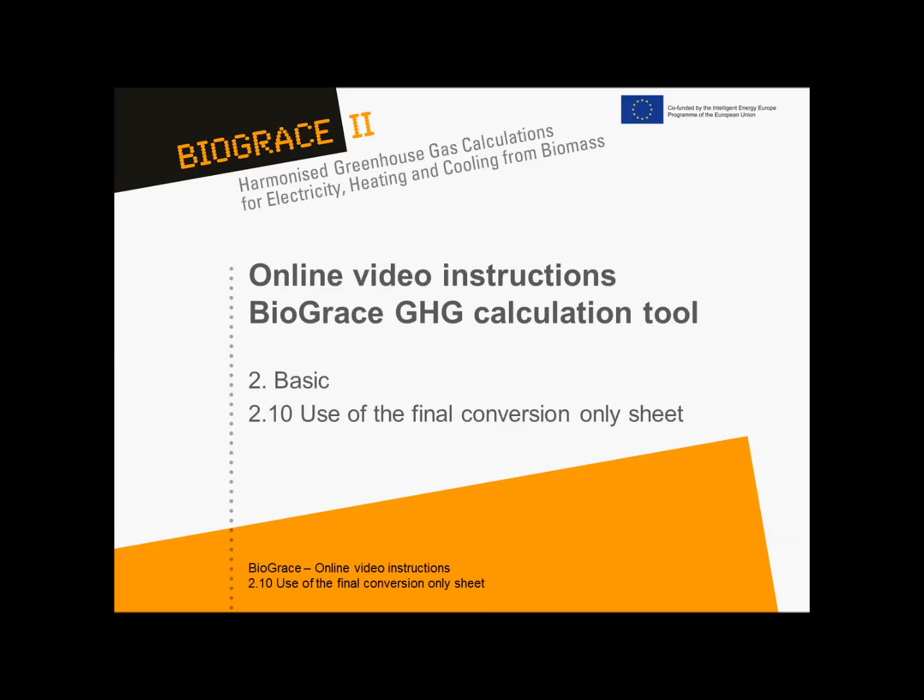This video is part of a series of video instructions on the BioGrace greenhouse gas calculation tool. This is instruction 2.10, use of the final conversion only sheet. Actually, there are two BioGrace tools. There's BioGrace 1 for biofuels and BioGrace 2 for electricity, heat and cooling from biomass.